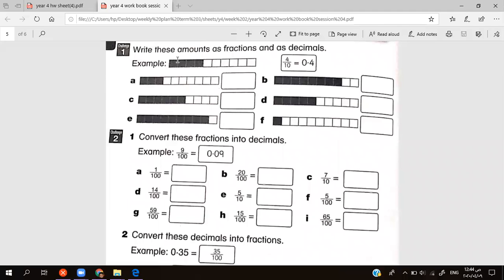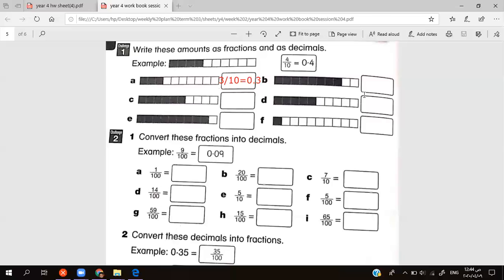How many parts are colored? 1, 2, 3, 4. Sorry, number A. 1, 2, 3. 3 from how many? Let's see, 4, 5, 6, 7, 8, 9, 10. So this is 3 over 10. And as a decimal, I will move my decimal one place. Why? Because it's only a 10, 1 zero, so one place. So it's going to be 0.3.